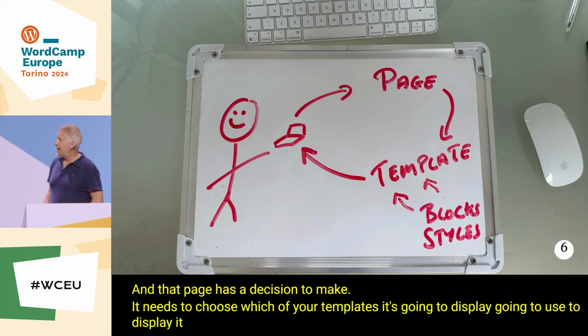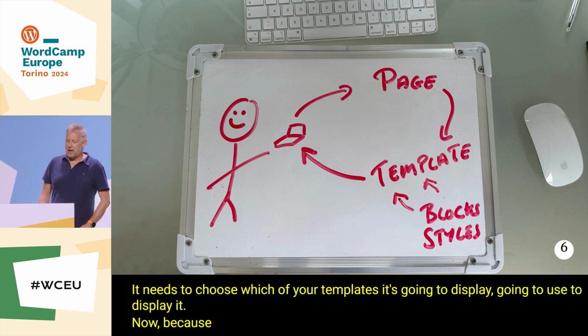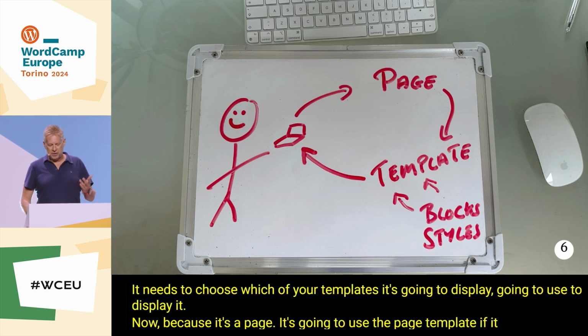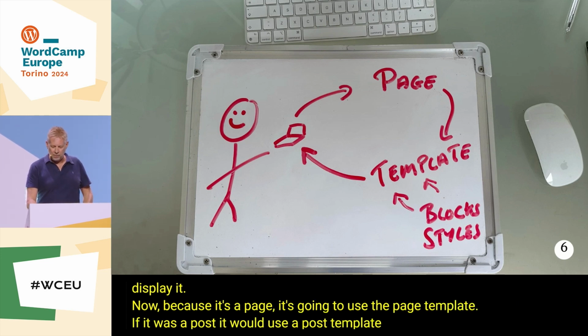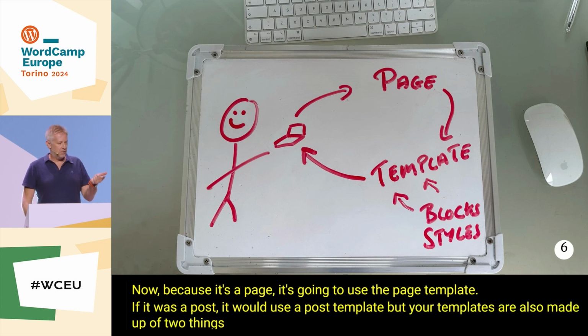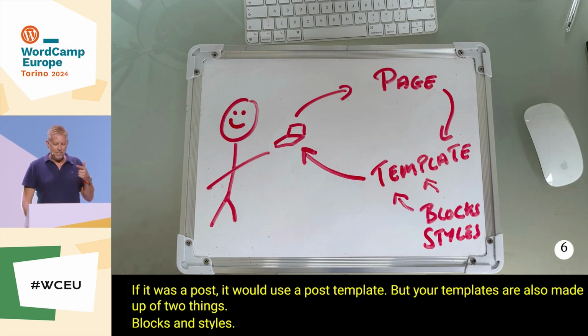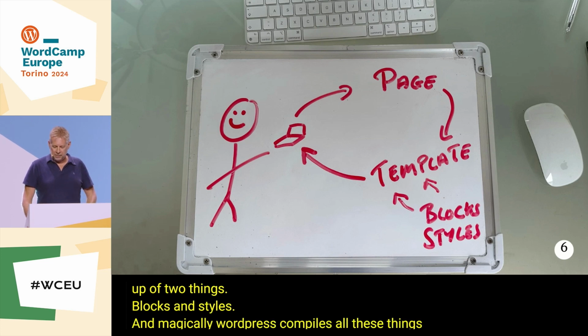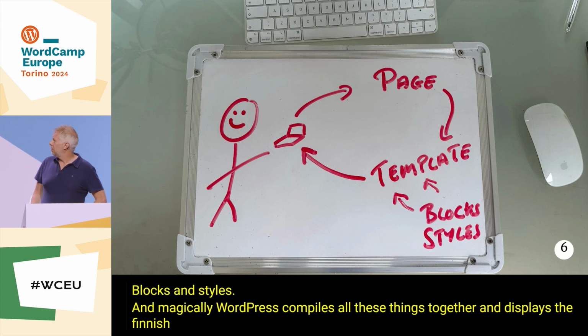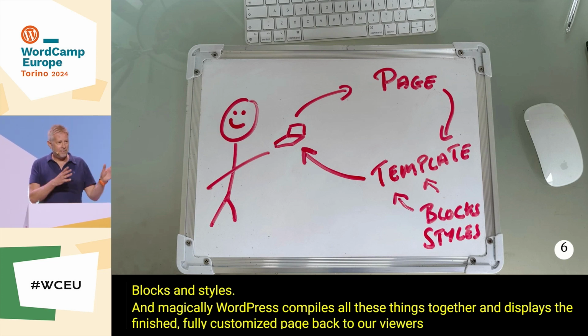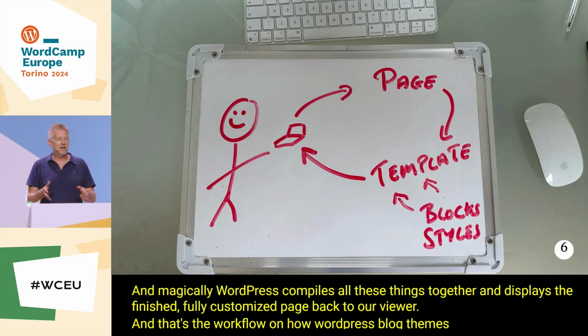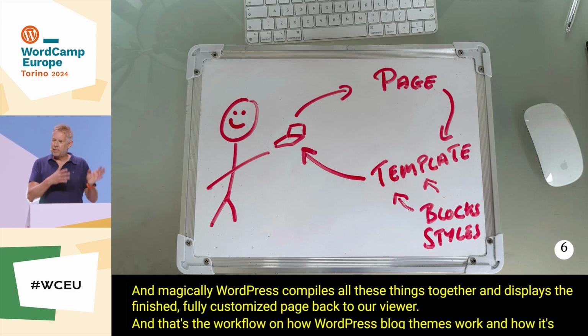Now, because it's a page, it's going to use the page template. If it was a post, it would use a post template. But your templates are also made of 2 things, blocks and styles. And magically, WordPress compiles all these things together and displays the finished, fully customized page back to our viewer. And that's the workflow on how WordPress block themes work. It's called the template hierarchy in WordPress, but that's the process.